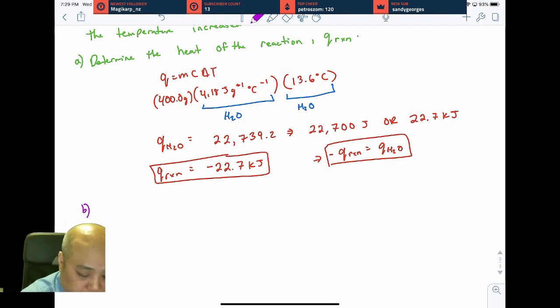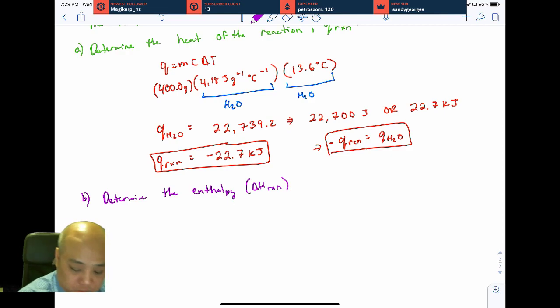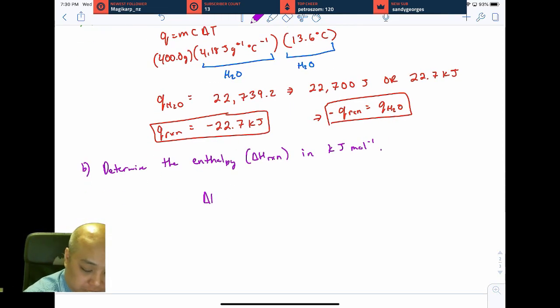And so enthalpy. Here you could determine the enthalpy, which is the delta H, change in H of the reaction. Now, delta H is per mole, so usually in kilojoules per mole. They'll tell you the unit usually for that. And so here you want the Q of the reaction. So delta H of the reaction, again, is equal to Q of the reaction over moles of the reaction.